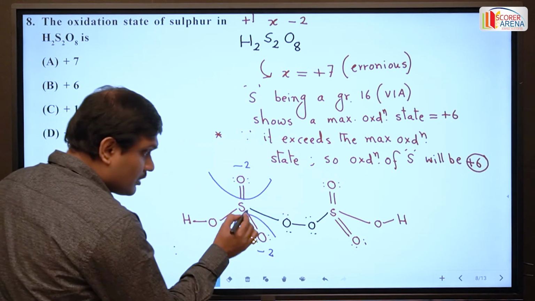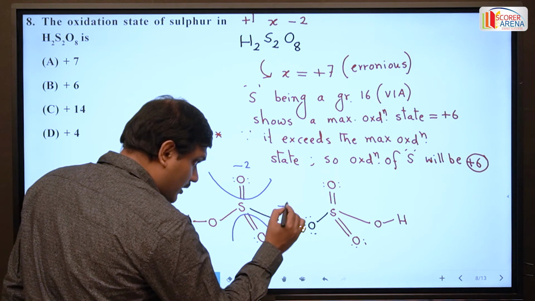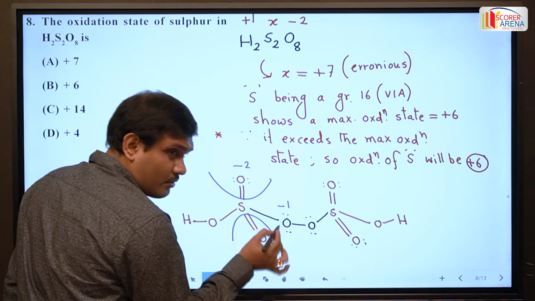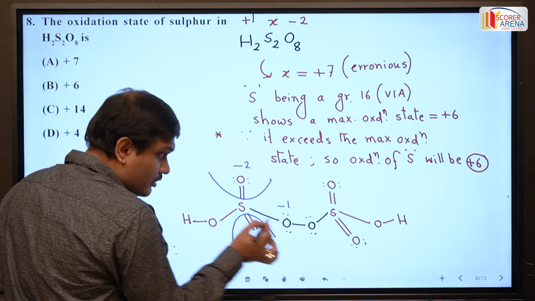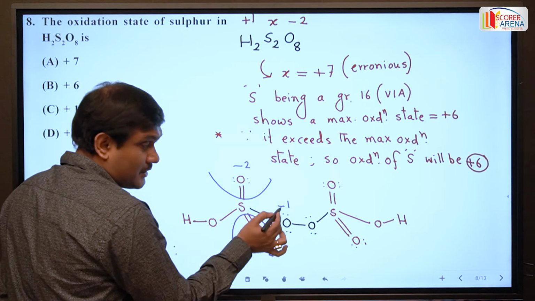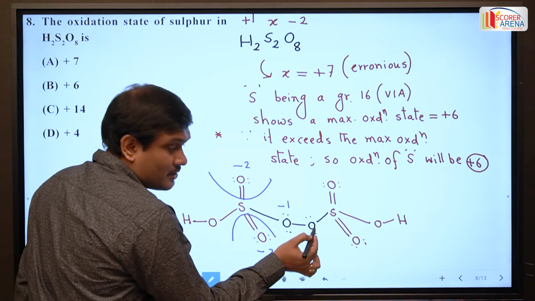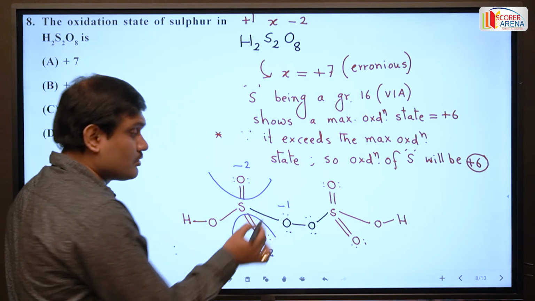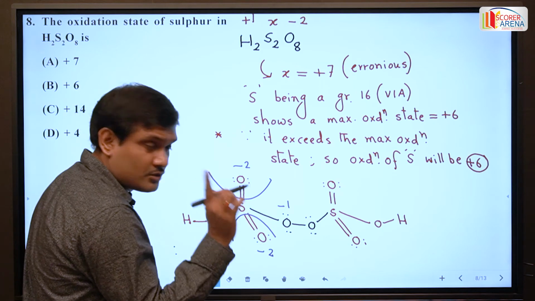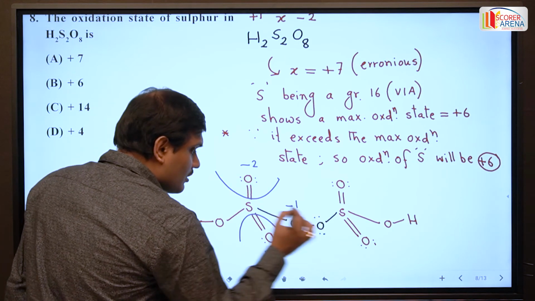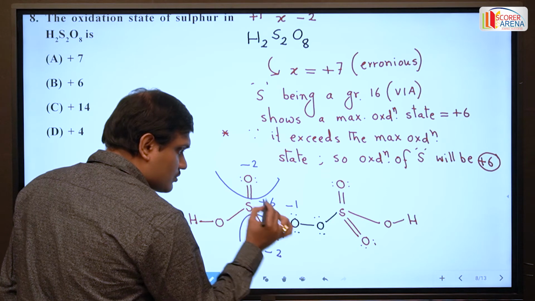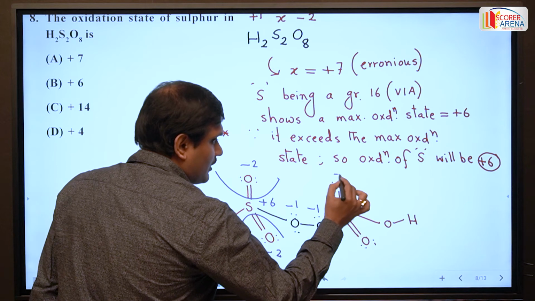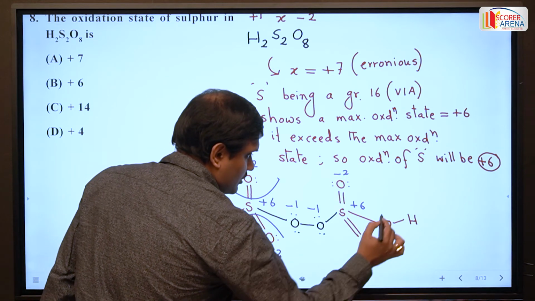Now this oxygen will be removed as -1. For this oxygen, think, it will drag one more electron from sulfur, so it becomes -1. In its nearest neighbor there is another oxygen, so it cannot drag an electron from that oxygen. So from this oxygen there will be no charge separation. So here this sulfur gets +6 oxidation state. In the same way, you also get this sulfur as +6 oxidation state.